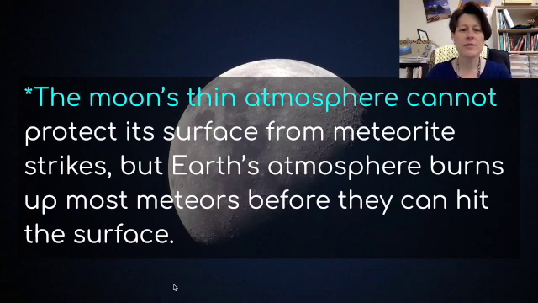The Moon's thin atmosphere cannot protect its surface from meteorite strikes, but Earth's atmosphere burns up most meteors before they can hit the surface. That is the reason for all of these little pockmarks, these craters all over the Moon: the Moon's atmosphere cannot burn up meteors.